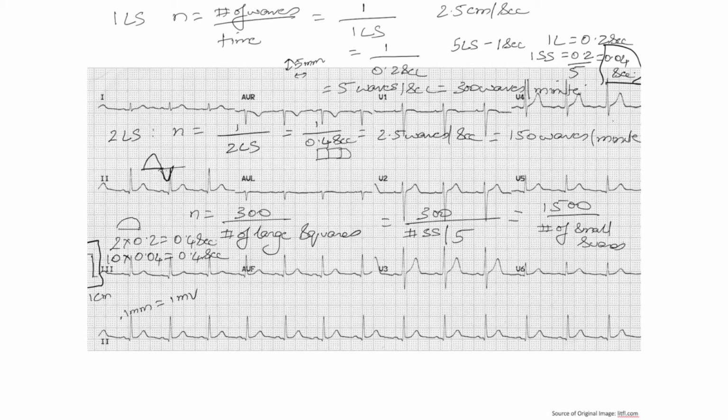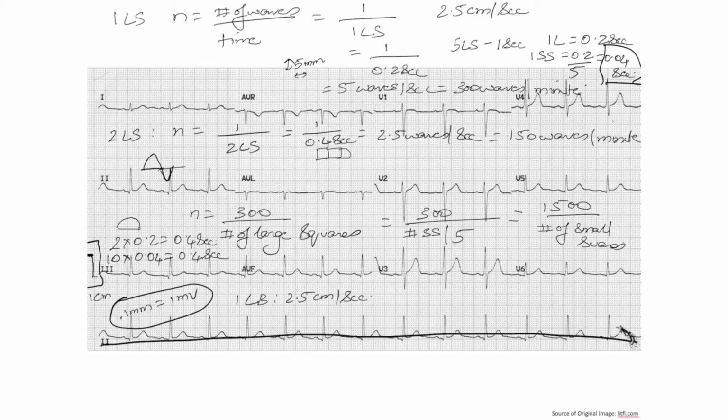And in essence, if that's done, it means that the machine's calibrated so every 1 millimeter is equal to 1 millivolt. On the other hand, the horizontal section tells us how fast the paper is moving, and as long as it has one large box, it means that it's calibrated to run at 2.5 centimeters per second. The last convention is that typically an EKG is printed on a strip that's about 10 seconds long. So the whole duration of this is about 10 seconds.